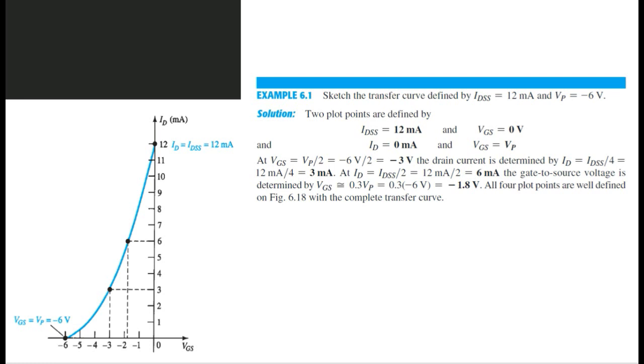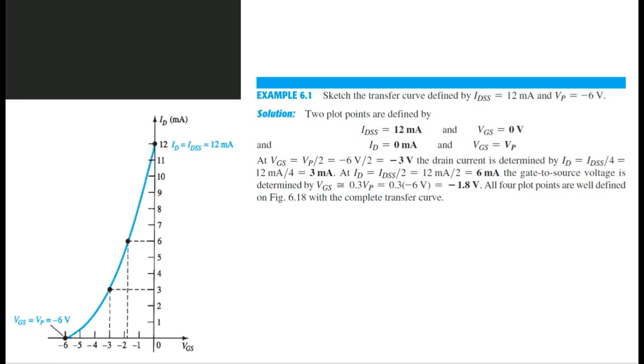We know the starting and ending points. Here you can see VGS is equal to 0 and VGS is equal to VP. We have the start and end points, and we need to find just 2 or 3 points in the middle of this curve, and then we can make this curve easily. First, if VGS is equal to VP by 2, then we will get minus 3 volt. The drain current is determined like this, and we will have 3 milliampere. So at minus 3 volt we have 3 milliampere current.